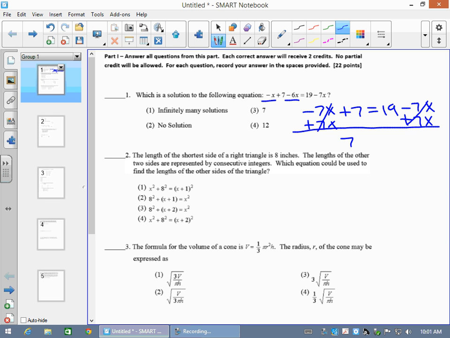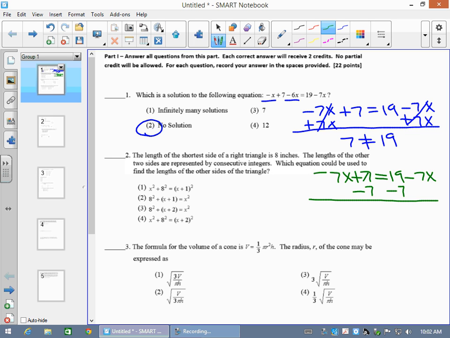So you end up with 7 equals 19, which is not equivalent. So the answer is no solution. Now, there's a second way you could have solved this problem. You could have a step where you had negative 7x plus 7 equals 19 minus 7x. You could have first tried to combine the constants. So let's say I move the 7 over to the 19, you get 12.